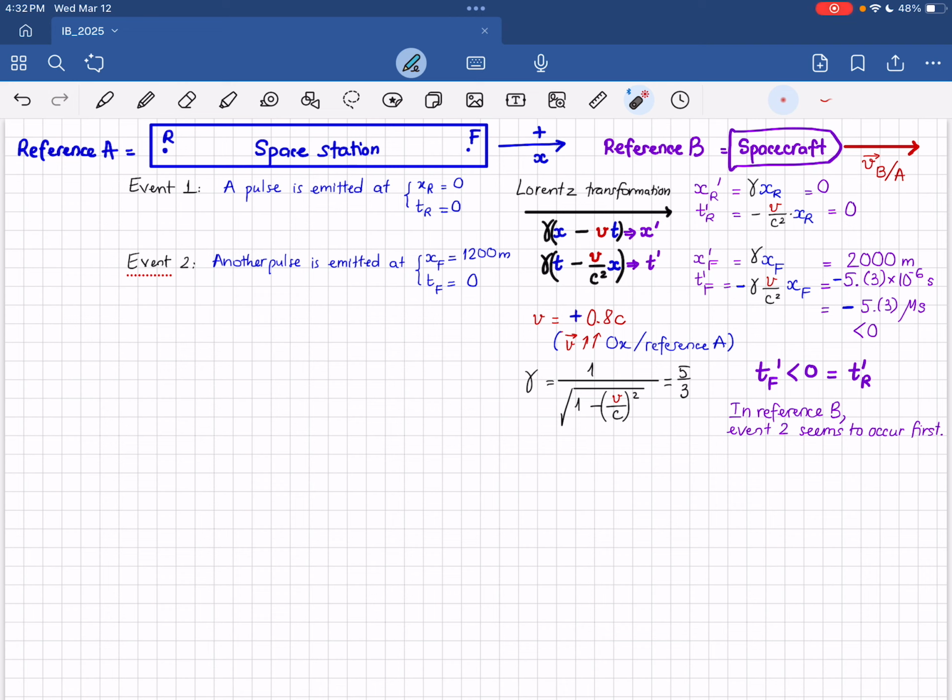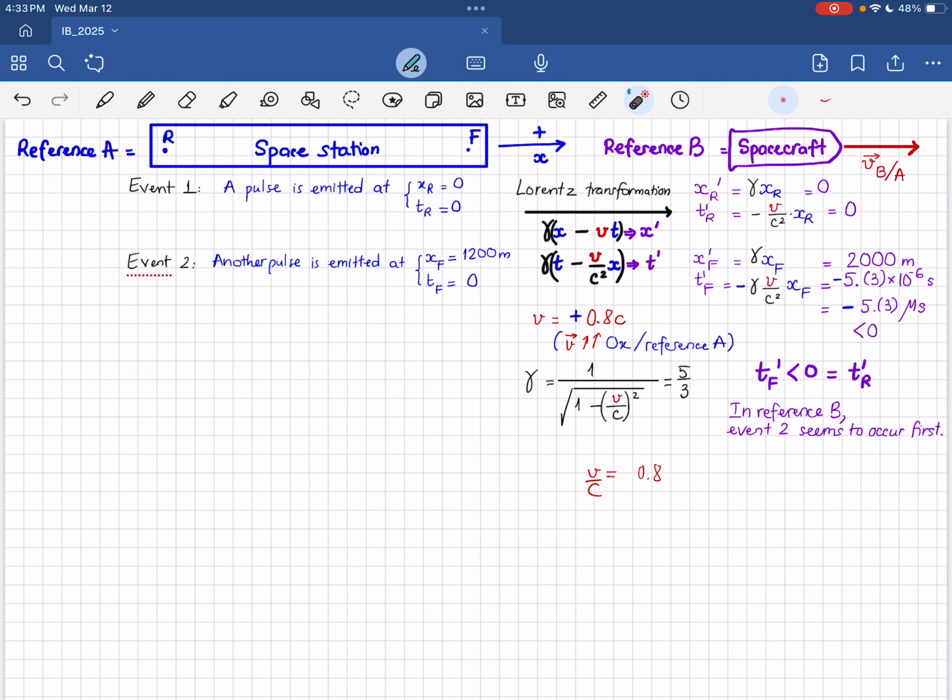Remember what I mentioned in the previous video: V has to be based on reference A. We are going from reference A to reference B. So this is the Lorentz transformation. We have figured out the gamma factor, the Lorentz factor, to be 5/3. Just plug in the values. V over C is 0.8, because this is from the problem statement. So just plug 0.8 into this, square it, subtract that from 1, square root it, and then invert it, then you get 5/3.